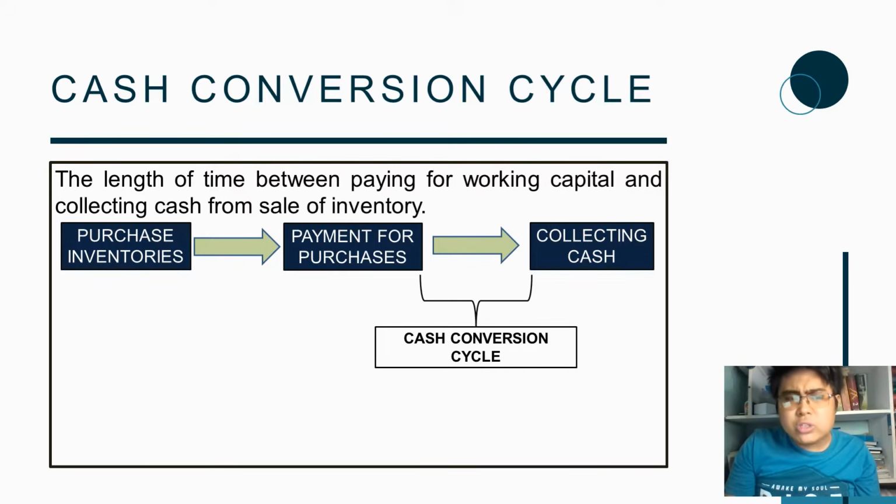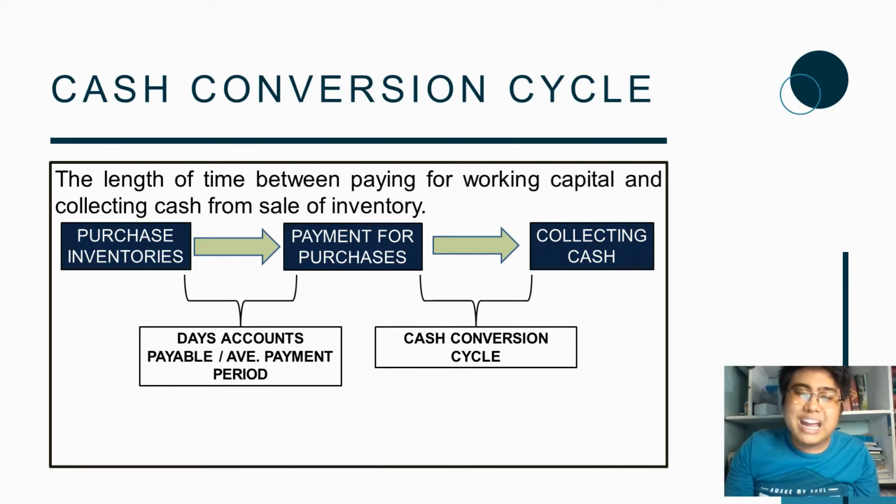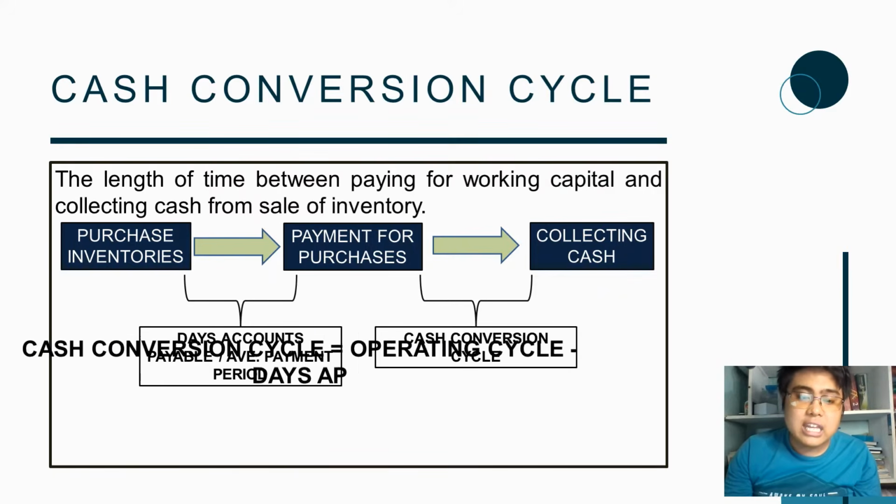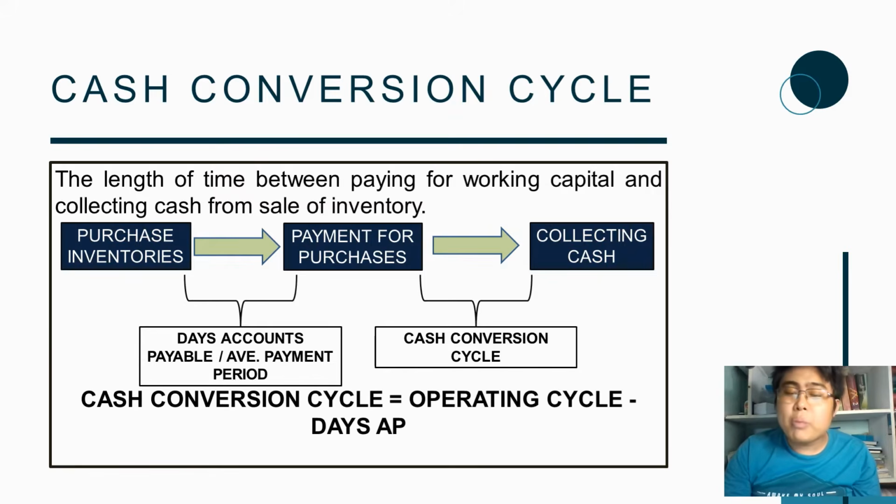Sir, anong tawag dun sa length of time between purchasing an inventory and paying for those purchases? That is known as days accounts payable or average payment period. Kumbaga, average payment period represents yung length of time kung gaano ka katagal magbayad ng iyong purchases. Kaya nga, ang cash conversion cycle is computed as operating cycle minus days AP.